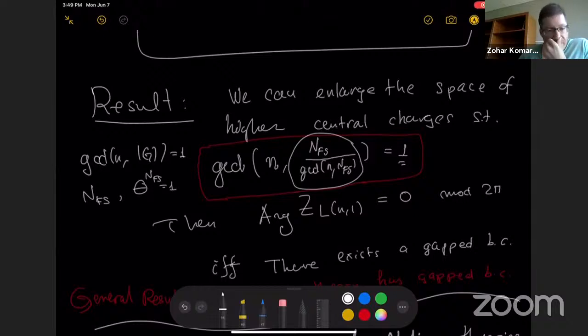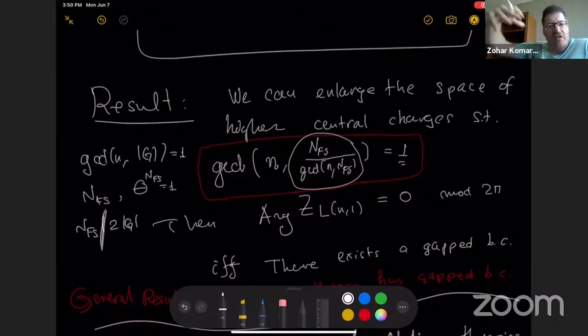But more concretely, for abelian theories, it's also very easy to prove that N_FS divides 2G. It doesn't divide G, but it divides 2G. So N_FS is a very explicit integer that has the same prime factors as G, but it can be twice. It can be 2G in some cases.